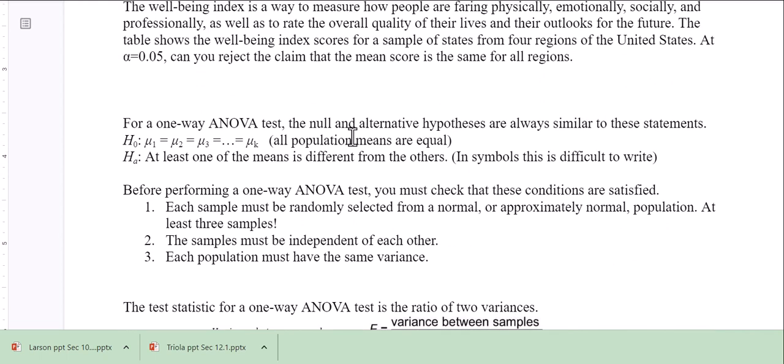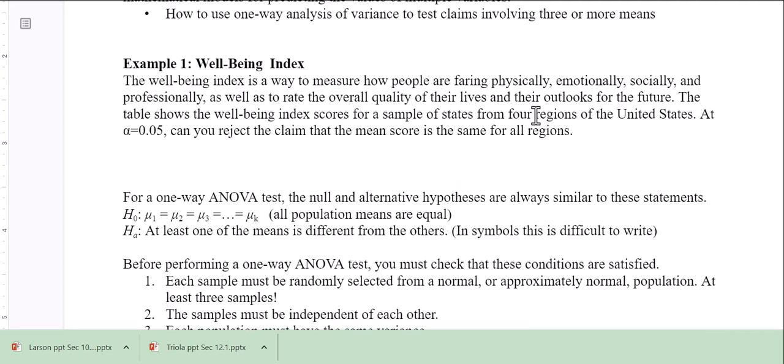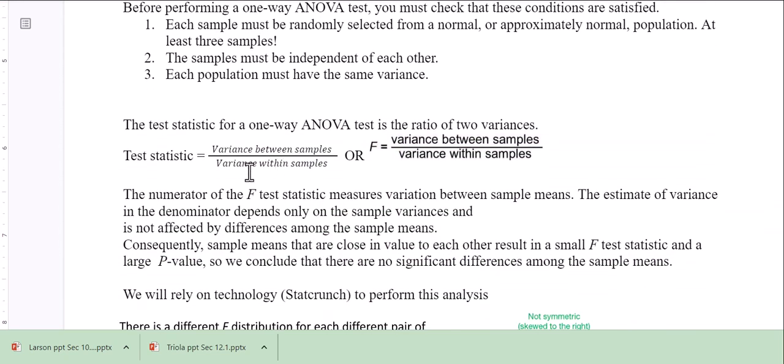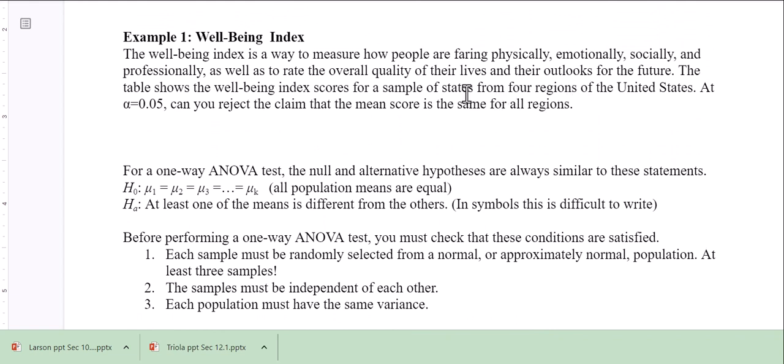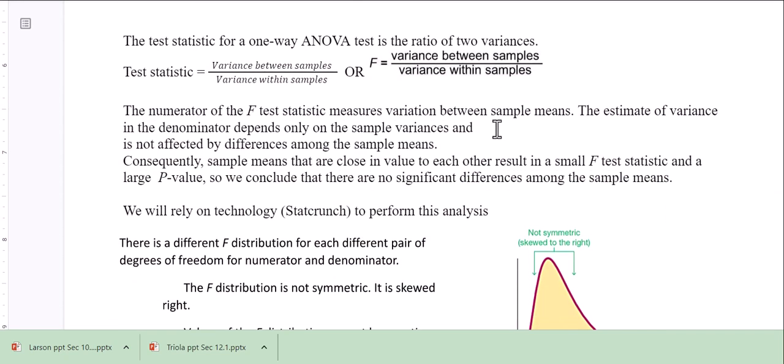In our example here, we have 4 regions of the United States. If I'm looking at, for example, the Midwest, then the denominator will be looking at how the data values from the Midwest differ from the Midwest's mean, versus the variance between samples, which will be looking at how the means from the Midwest and the other regions, the South, the Northeast, and the West, vary from each other. So that's kind of what that encompasses.